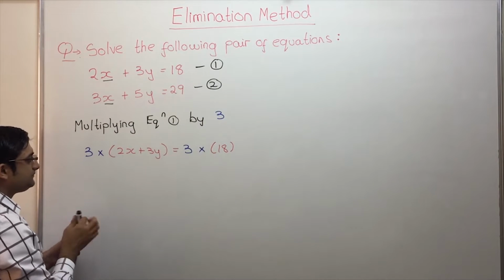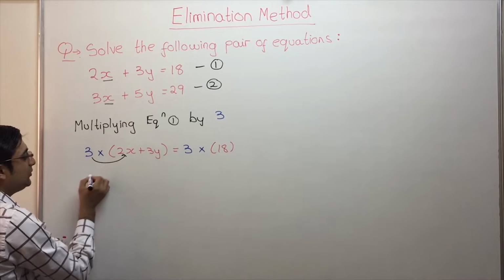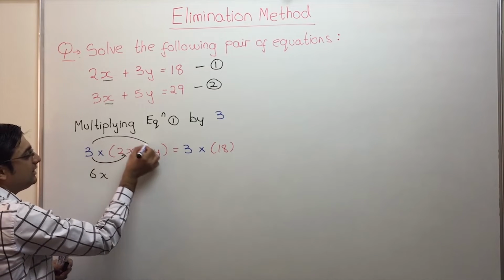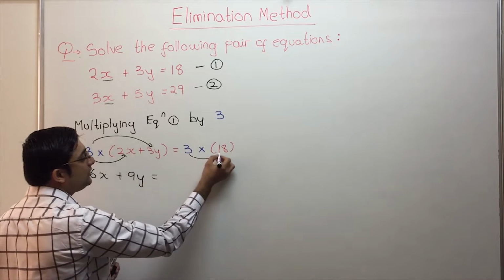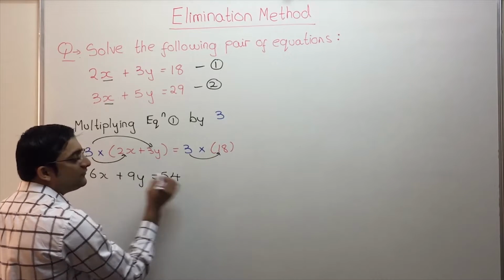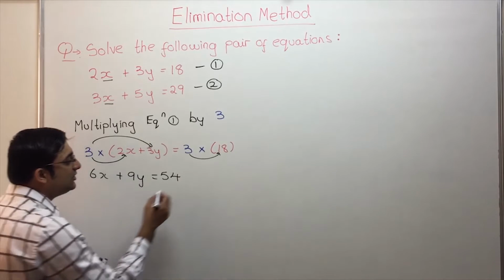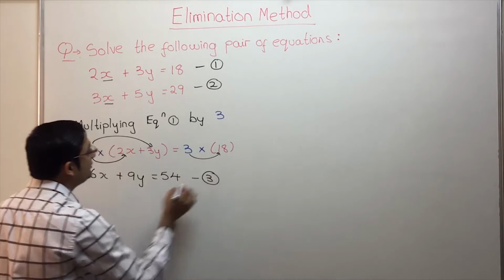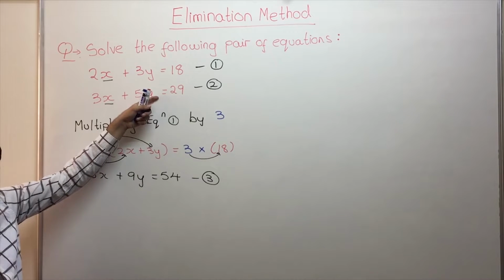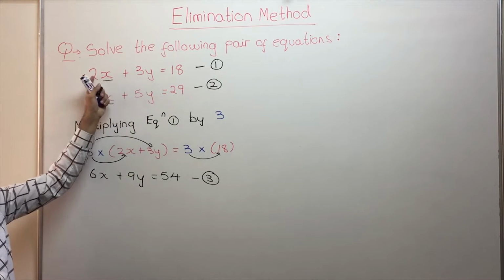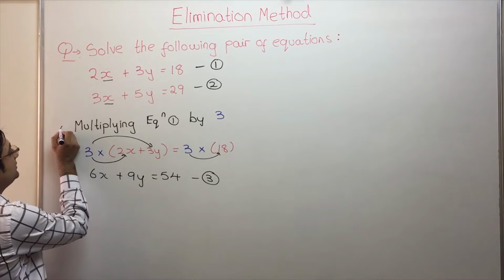So let's solve this. 3 multiplied by 2x is 6x. 3 multiplied by plus 3y is plus 9y, is equal to 3 multiplied by 18, that is 54. I hope this much is clear. Call this equation number 3. Now because we've multiplied equation 1 by 3, similarly multiply equation 2 by the coefficient of x in the first equation, that is 2.